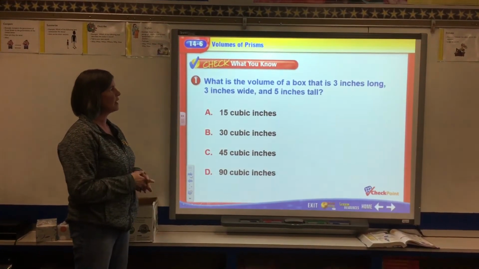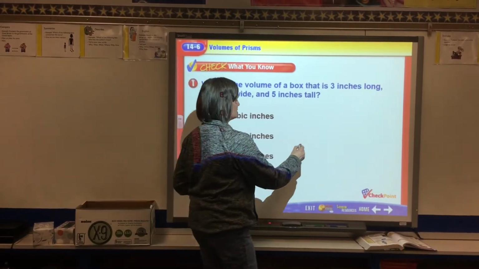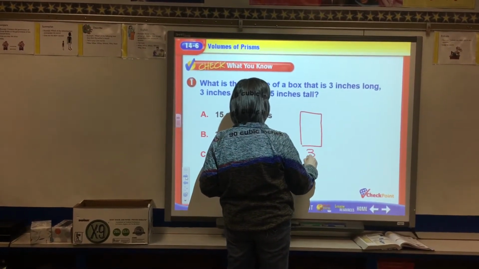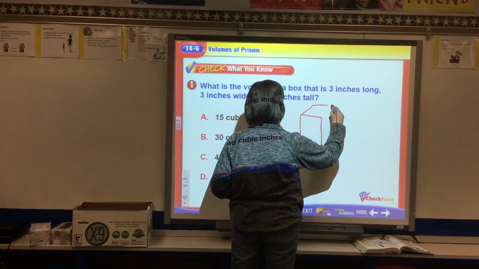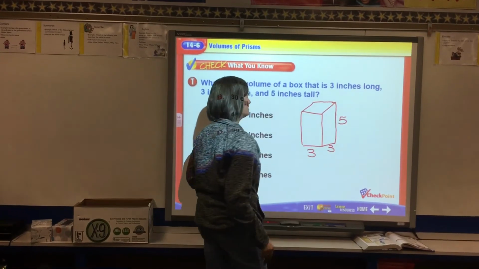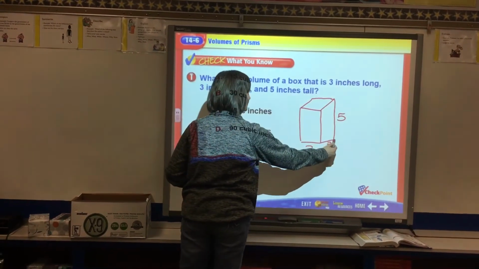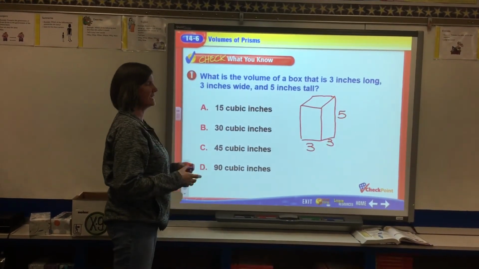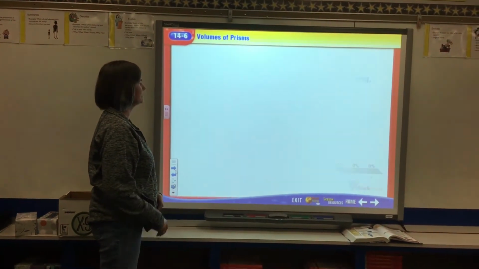If we wanted to find the volume of a box that's 3 inches long, 3 inches wide, and 5 inches tall, like this, how would we do that? We would take the length and multiply it by the width. 3 times 3 is 9, and then you're going to multiply it by the height of 5. And 9 times 5, everybody, is 45. Letter C would be the correct answer.